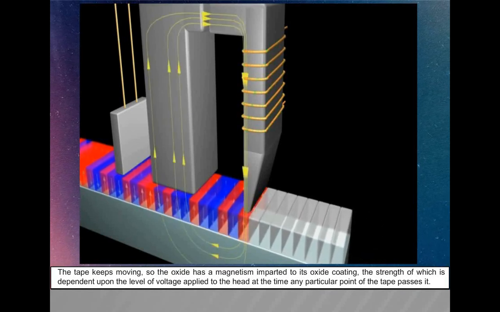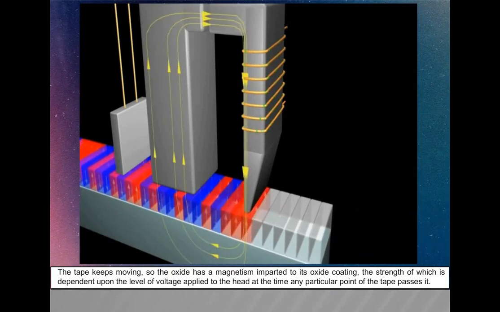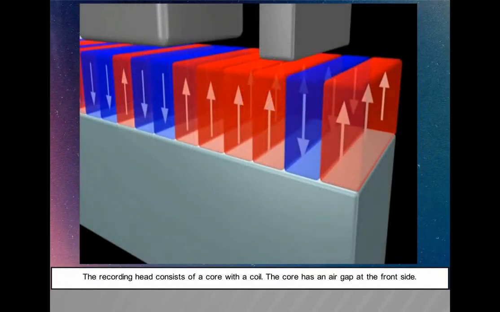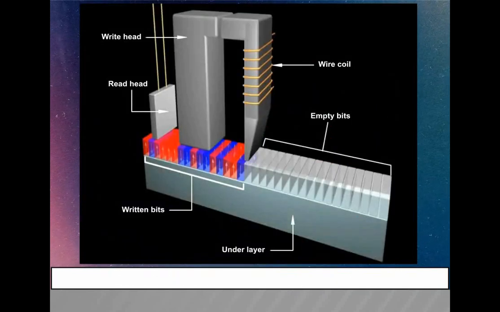The tape keeps moving, so the oxide has a magnetism imparted to its oxide coating, the strength of which is dependent upon the level of voltage applied to the head at any time any particular point of the tape passes it. The recording head consists of a core with a coil. The core has an air gap at the front side. Magnetic tape recorder consists of write head, read head, wire coil, empty bits, written bits, underlayer.